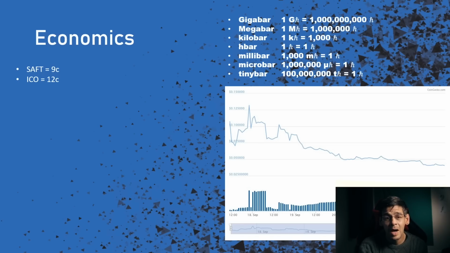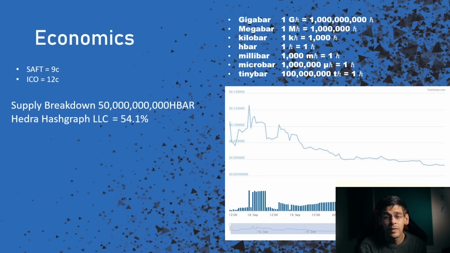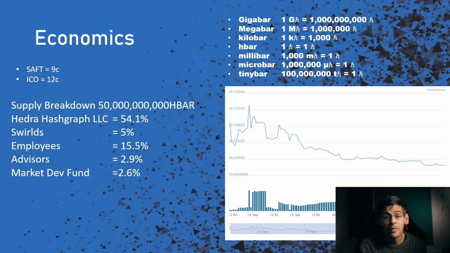Now, I do want to talk about the total supply of 50 billion tokens and break that down. Well, at present, the company holds 54.1% of that entire supply. Swrild, the owner of the Hashgraph algorithm, owns a total of 5% of all coins. Employees will own 15.5%. Advisors are holding on to 2.9%. The market development fund sits at 2.6%. And the community earn programs sit at around 2.4%. The remaining 17.4% is owned by investors.